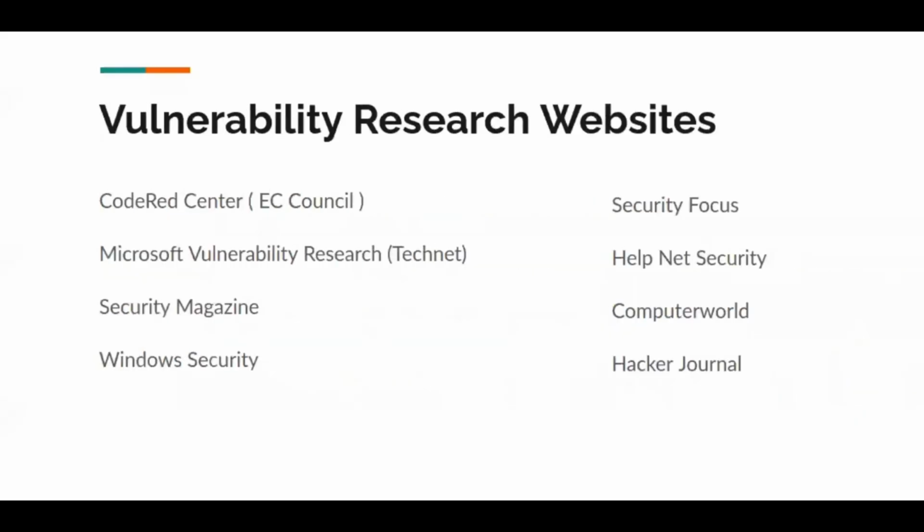Then to research on vulnerabilities, I've listed some websites and magazines that you could go through. Try to read them on a regular basis and combine it with the knowledge that you acquire in this course. So you have Hacker Journal, Computer World, HelpNet Security. From EC-Council, you have Code Red Center. Then you have SecurityFocus.